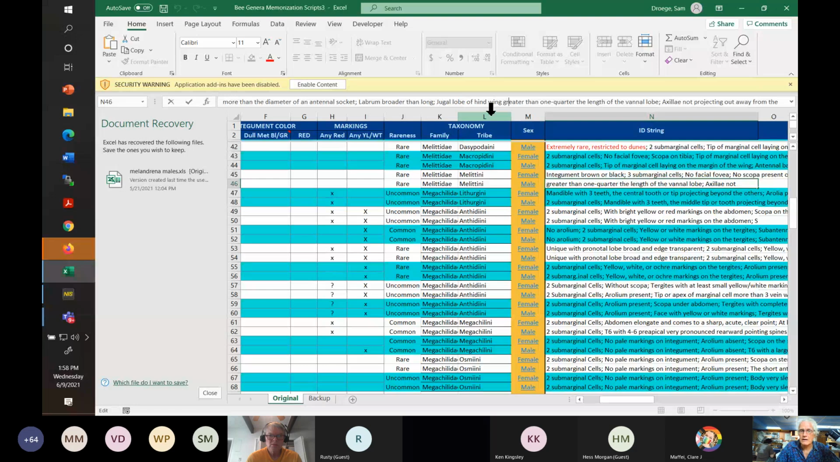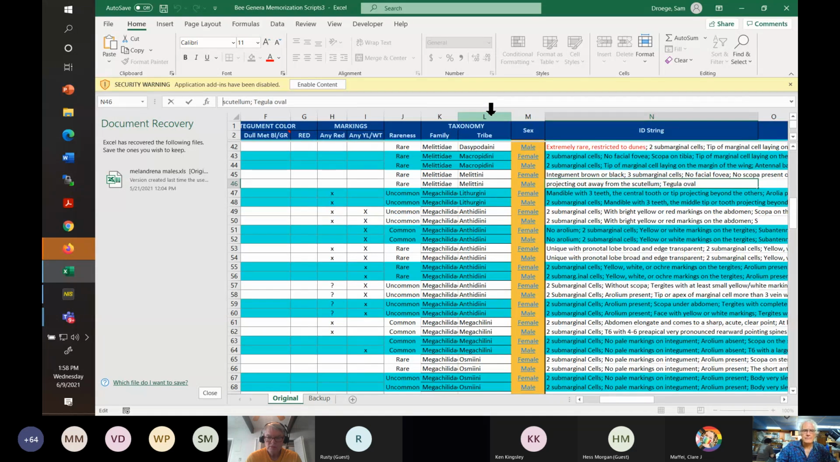Jugal lobe of hind wing greater than 1/4 the length of the vannal lobe, but I believe is less than half the length of the vannal lobe. And I believe in Andrena, it's almost always quite a bit longer. Excellent, not projecting. You can see there's so many characters here. It's a murky group, tegula oval, to tell apart absolutely. And I see in a lot of collections, specimens identified as being a Melitta, or people in the lab being stuck down there and being frustrated. And it just means that it's tricky to tell from some of the other groups.